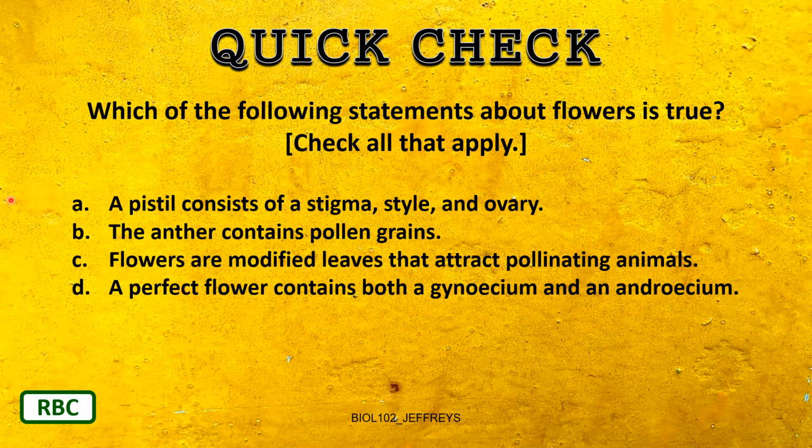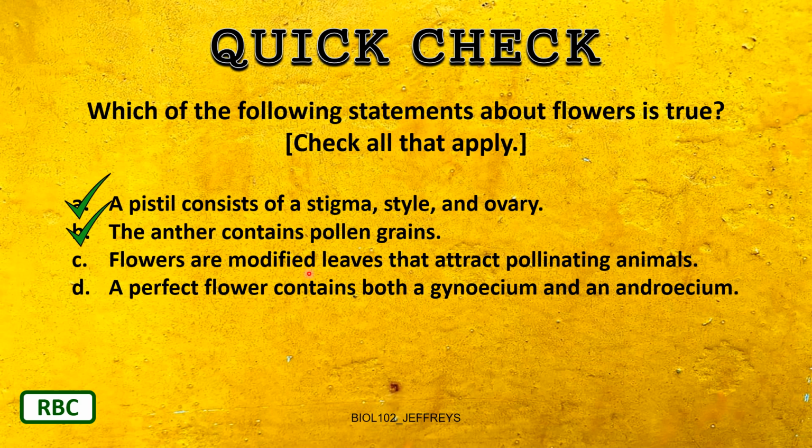Let's take them one at a time. A pistil, that's the female structure, consists of a stigma, style, and ovary. Well, the stigma, remember, is sort of the bulbous, sticky part at the top. The style is the long tubular structure that connects the stigma to the ovary, where the ovum are, so that's certainly true. The anther contains pollen grains. Anther is the male structure that contains pollen grains. Certainly that is true.